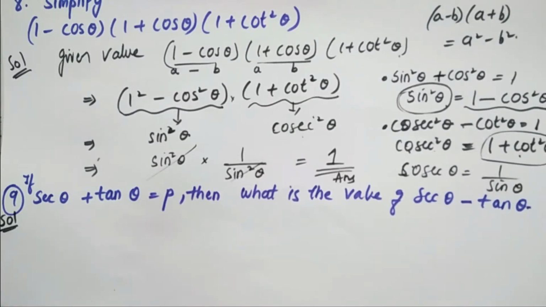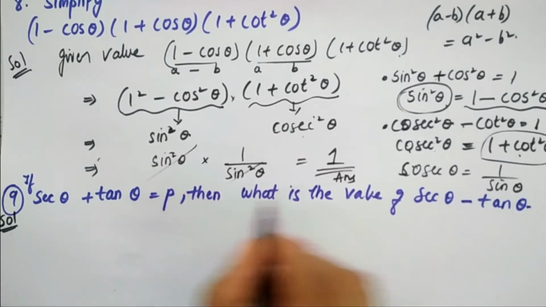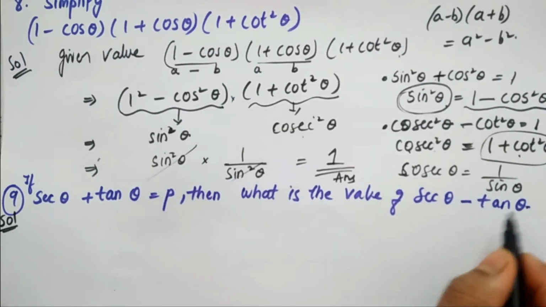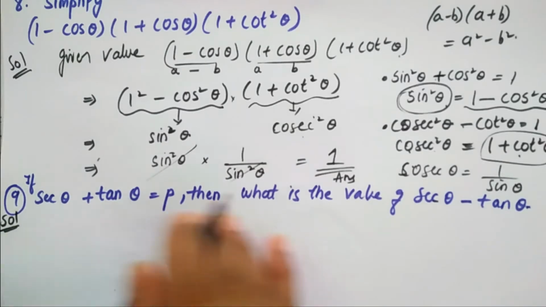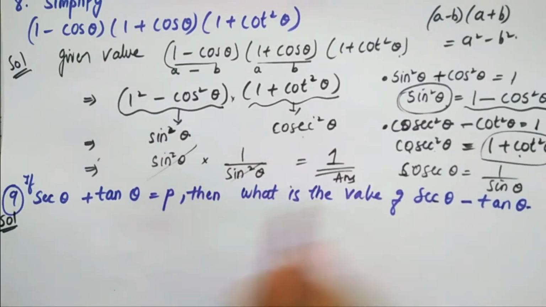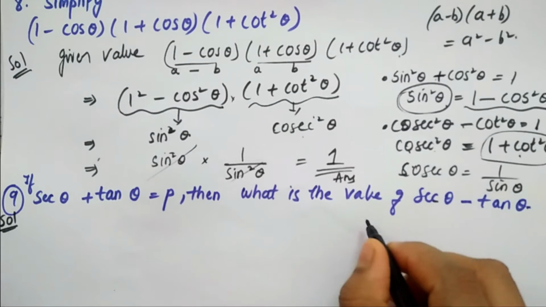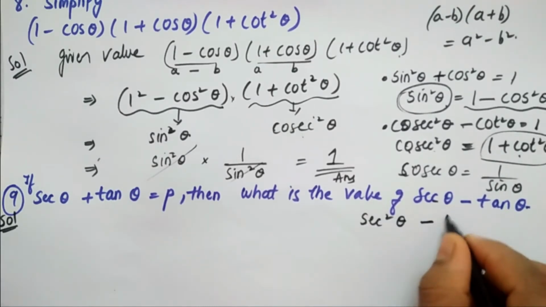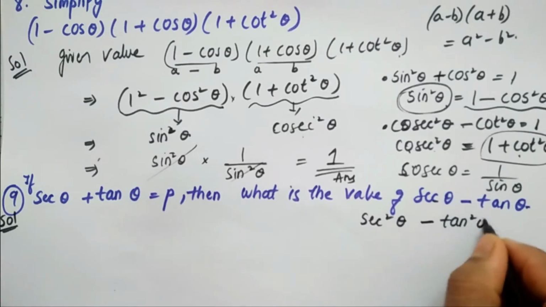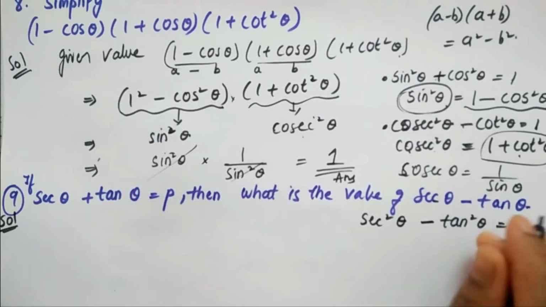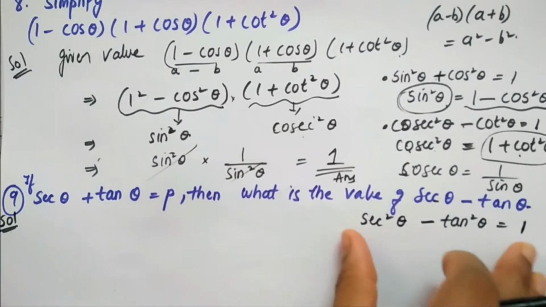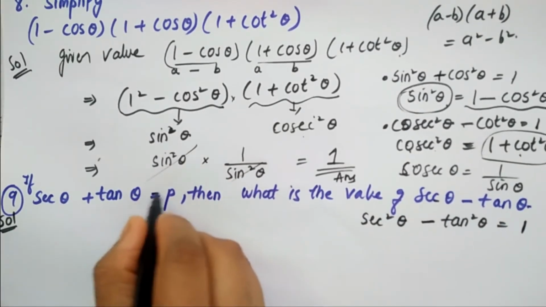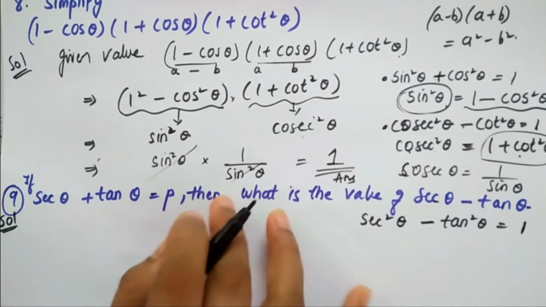Ninth problem. If secant theta plus tan theta is P, then what is the value of secant theta minus tan theta? Well, in that case, when we get secant and tan, there's an identity related to that. What is the identity related to secant and tan? Secant square theta minus tan square theta is equal to 1, right? So we'll be using this identity, we'll simplify, and we will replace these values.